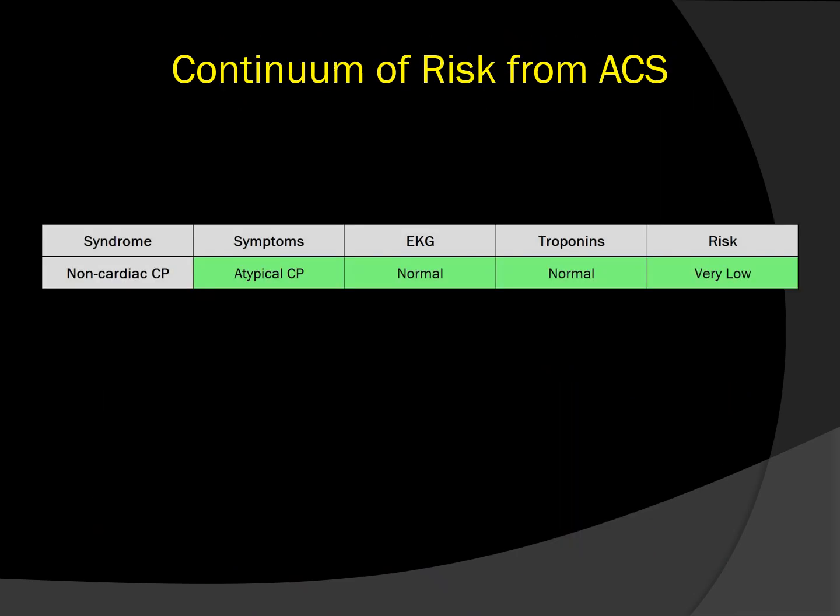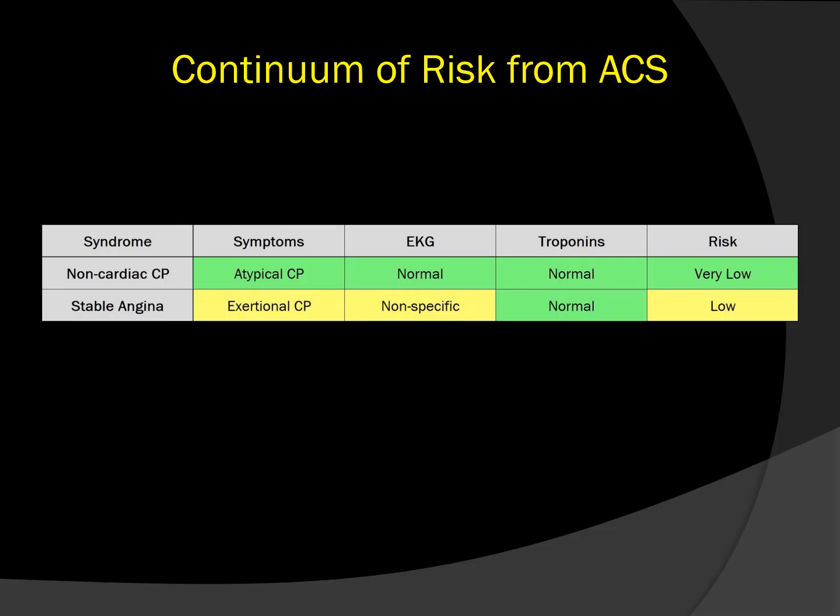There's a continuum of risk from acute coronary syndrome. Starting at the low end, where patients come in with atypical or non-cardiac related chest pain, their EKG is normal, troponins are normal, and they're considered very low risk and may not warrant further evaluation. Patients with stable angina are also considered low risk. They'll have stable chest pain, typically with exertion. EKGs will have nonspecific changes which were unchanged from prior EKGs, and their troponins are normal.